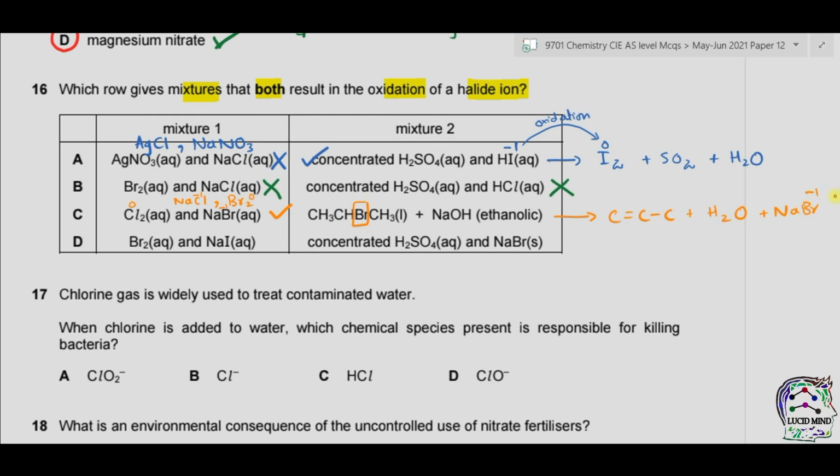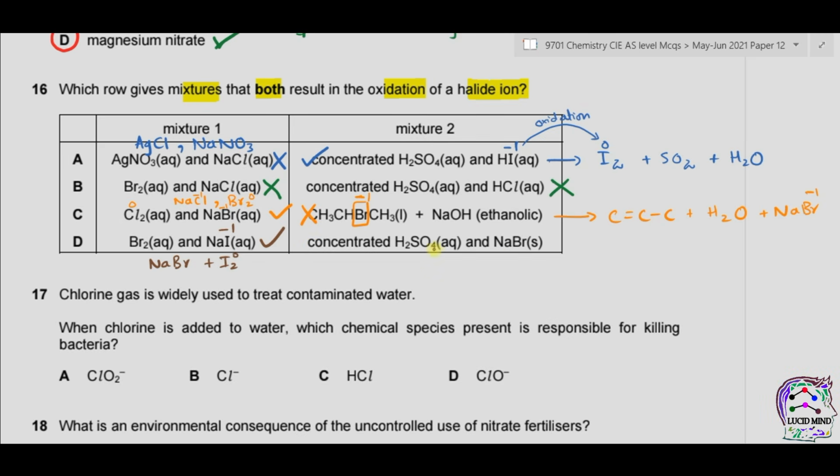The oxidation state is the same in the reactant and on the product side, so therefore this is incorrect. In the last one, we have bromine and sodium iodide. Now bromine can displace iodine to form this product. We have NaBr and iodine. This has gone from -1 to 0, which is oxidation.